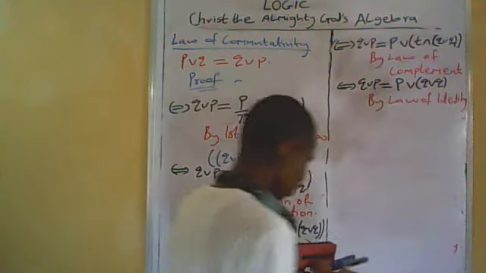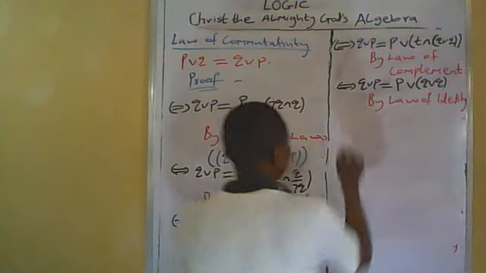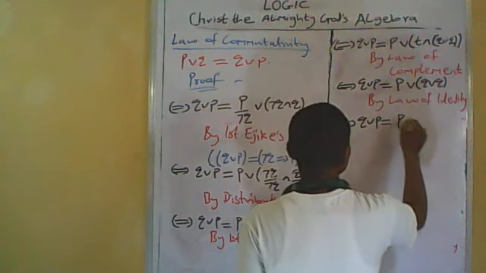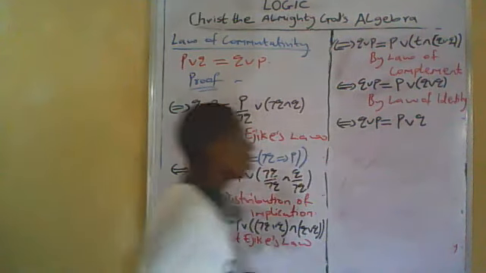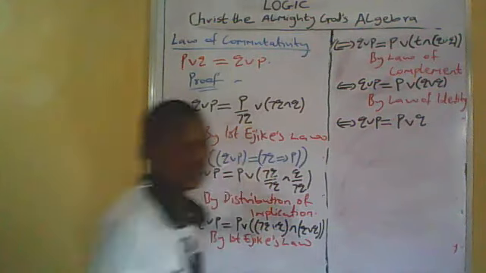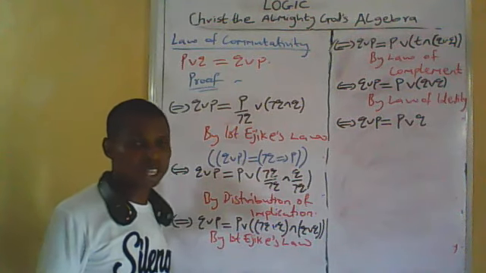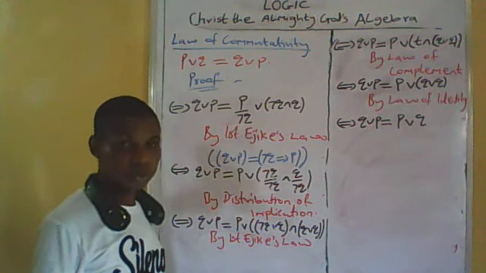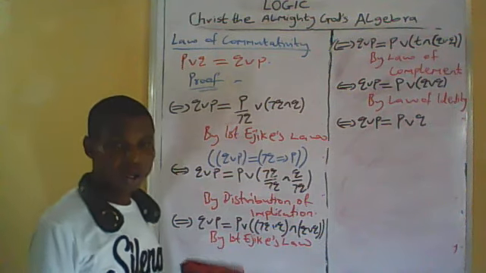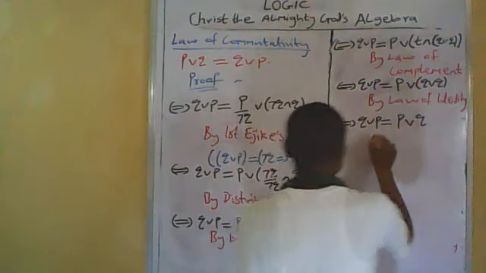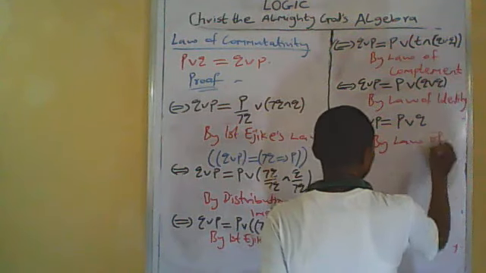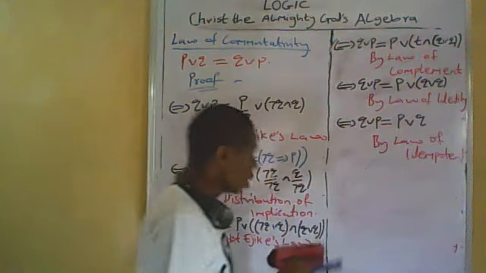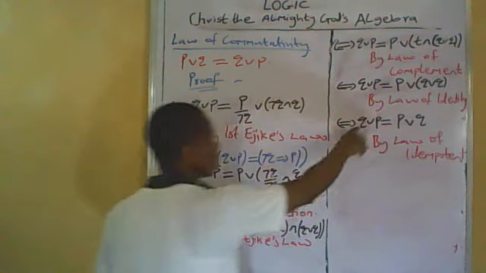Law of identity. So if and only if Q or P is equal to P or Q, you see that this Q or Q is equal to Q. By law of idempotence, Q or Q is equal to Q. That's why I have P or Q. So this is justified by law of idempotence.